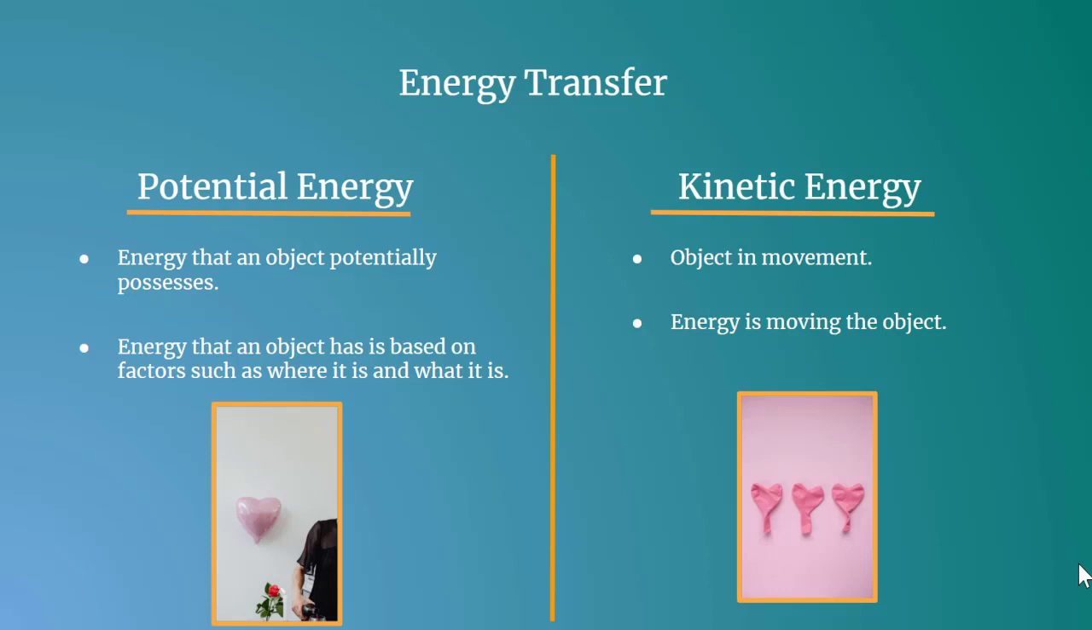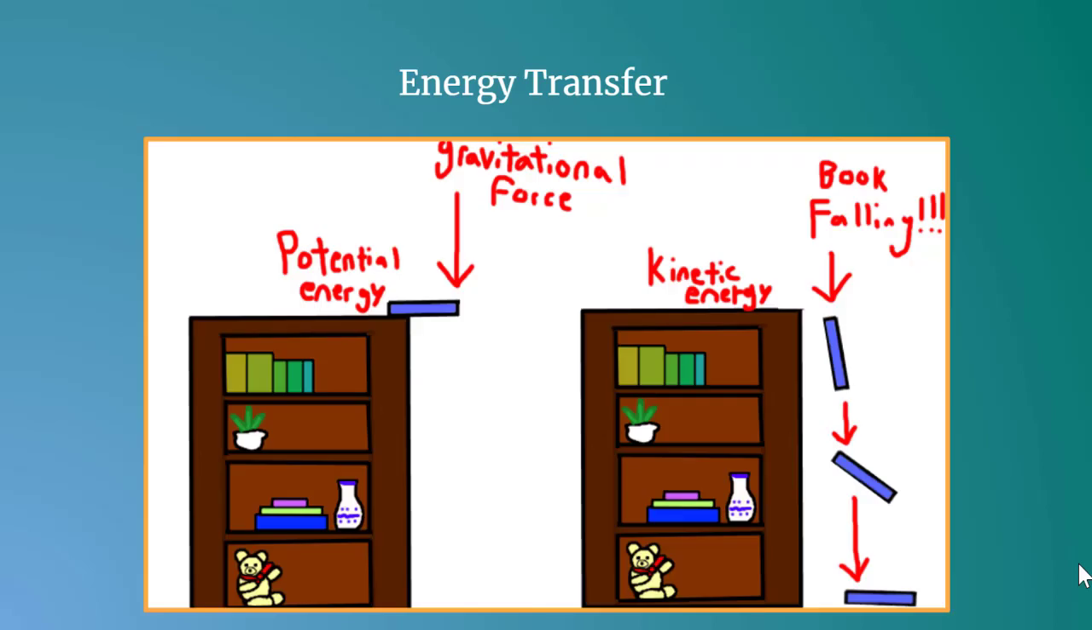Meanwhile, kinetic energy is when the object releases the energy and is actually in motion. For example, when a balloon is deflating and releasing all of its air, it is using kinetic energy. Here is an example of potential and kinetic energy. This is the same bookshelf we used to learn about gravitational force.